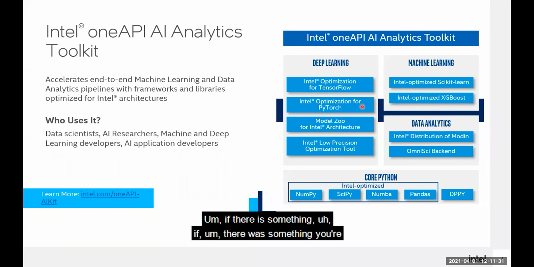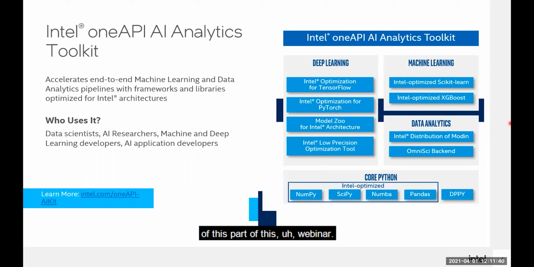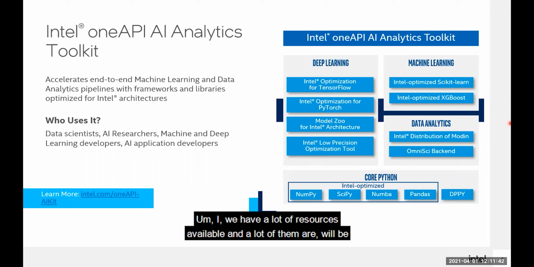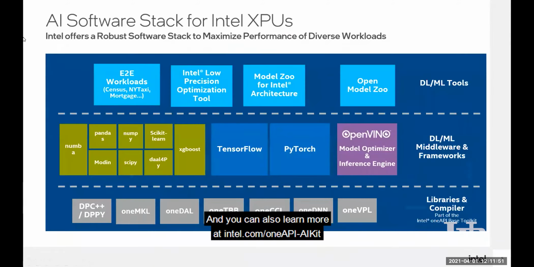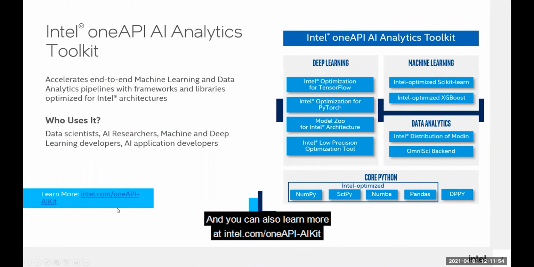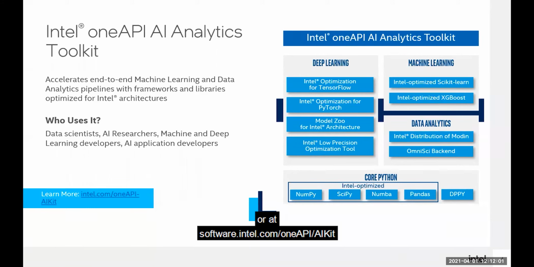If there is something you're missing or something you want to dive deeper into that isn't part of this webinar, we have a lot of resources available, and a lot of them will be linked within this presentation that you should be able to get as a participant. You can also learn more at intel.com/oneAPI-AI-kit or software.intel.com/oneAPI/AI-kit. I'll show you later, don't worry.